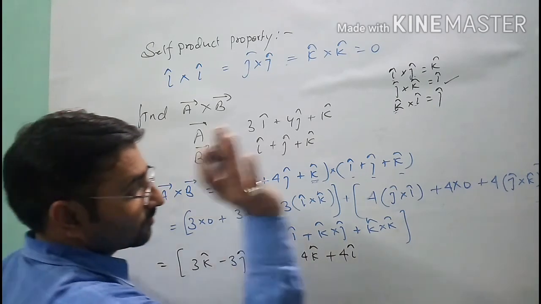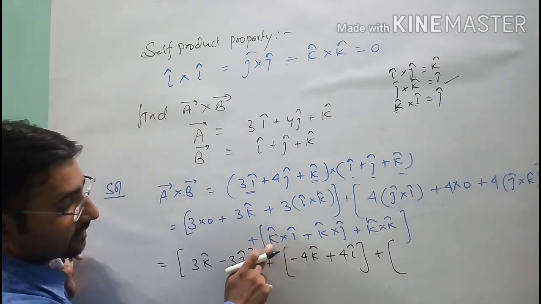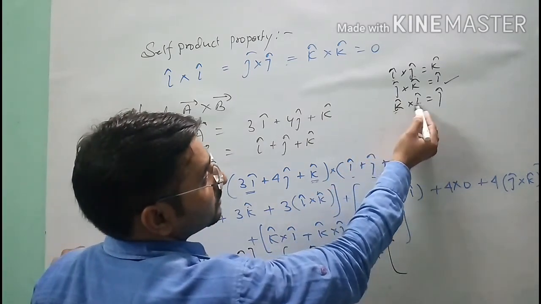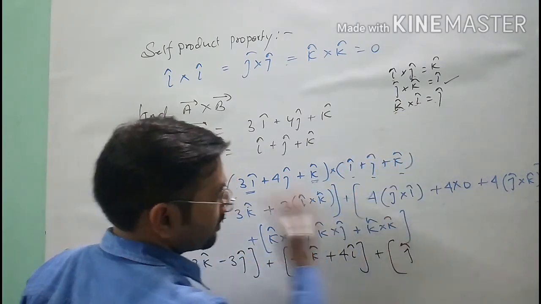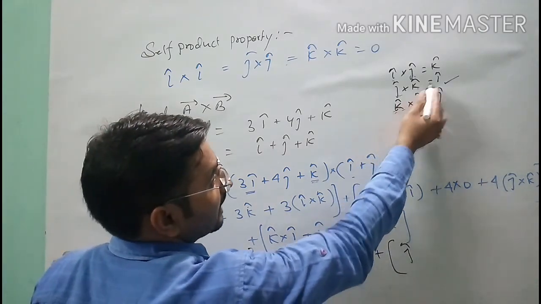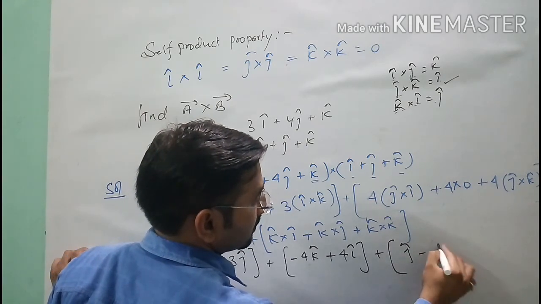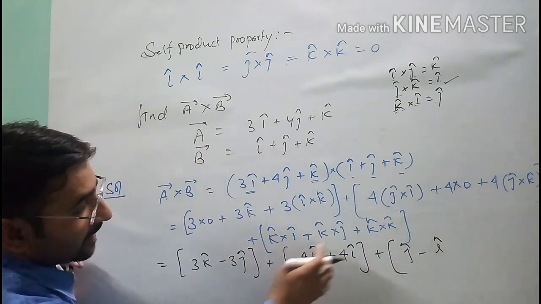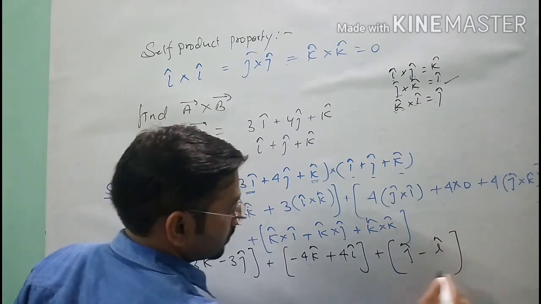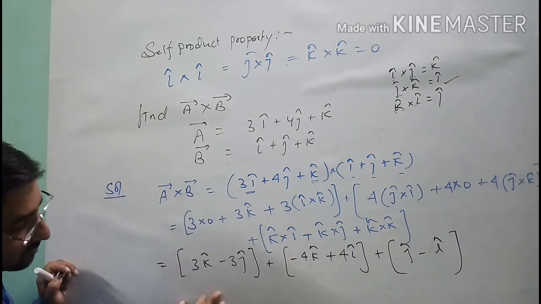And after that, we will discuss the next one. It is k cross i is equal to j cap. After that, k cross j is negative of i cap because direction is opposite, negative of i cap, and then k cross k is 0. Ignore it. Now at last we will adjust all the values.